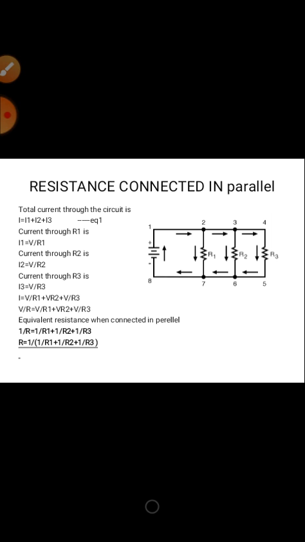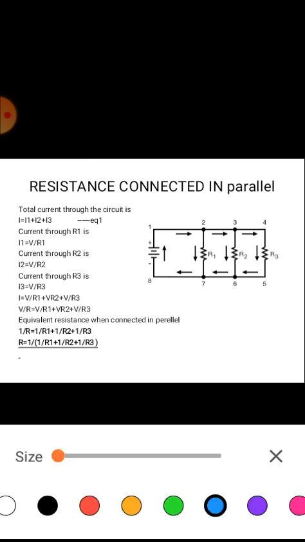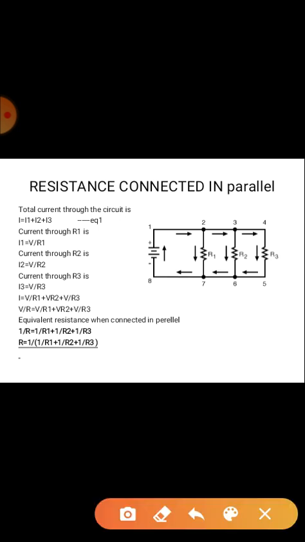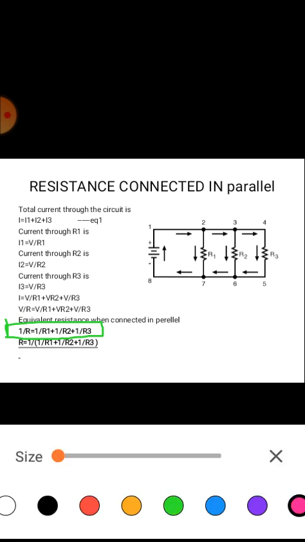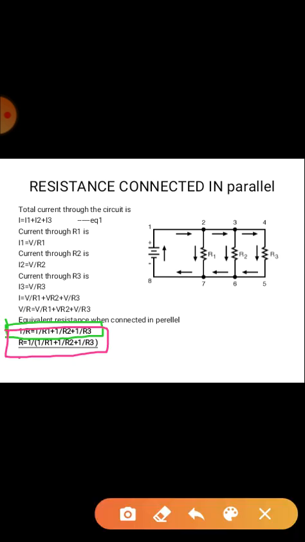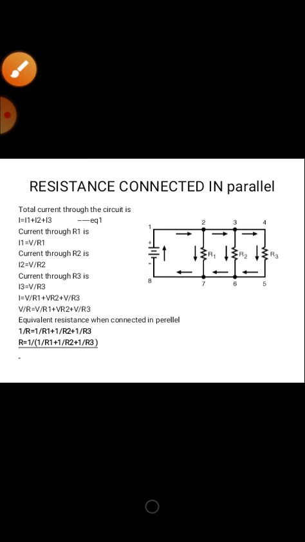By taking V as common, we can get the formula to calculate the equivalent resistance as 1 divided by R equal to 1 by R1 plus 1 by R2 plus 1 by R3. To make it very simple, R equal to 1 divided by (1 by R1 plus 1 by R2 plus 1 by R3). I hope you have understood the video.